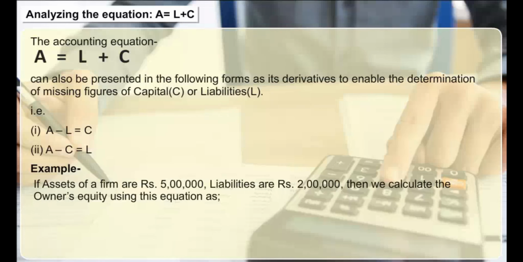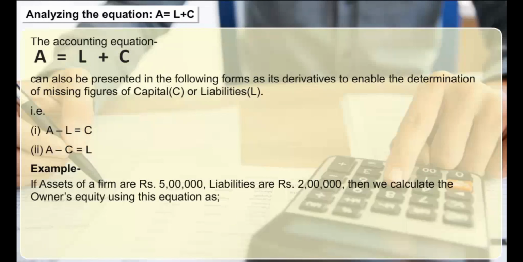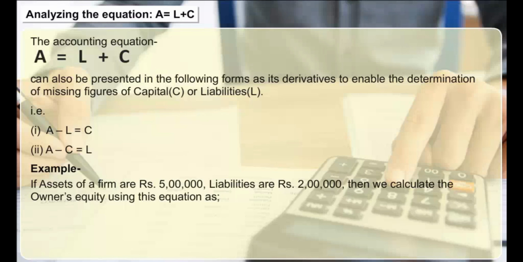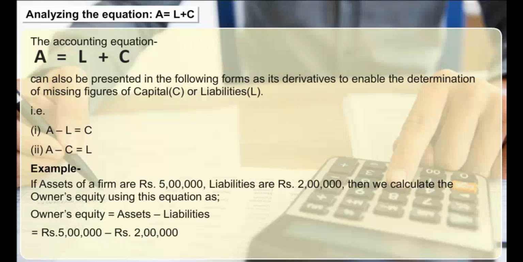Example: if assets of a firm are 5 lakh rupees, liabilities are rupees 2 lakh, then we calculate the owner's equity using this equation as owner's equity is equal to assets minus liabilities, which is equal to rupees 5 lakh minus rupees 2 lakh, which is equal to rupees 3 lakh.